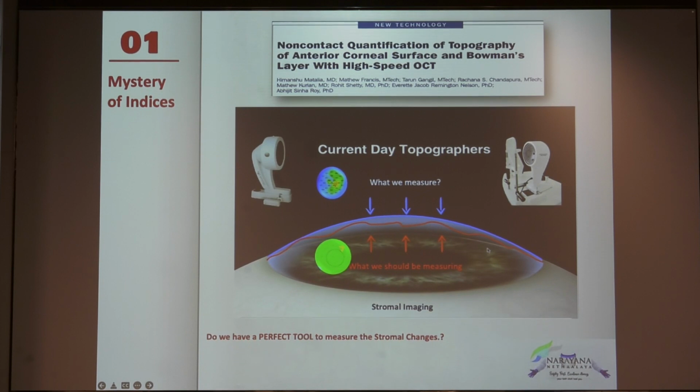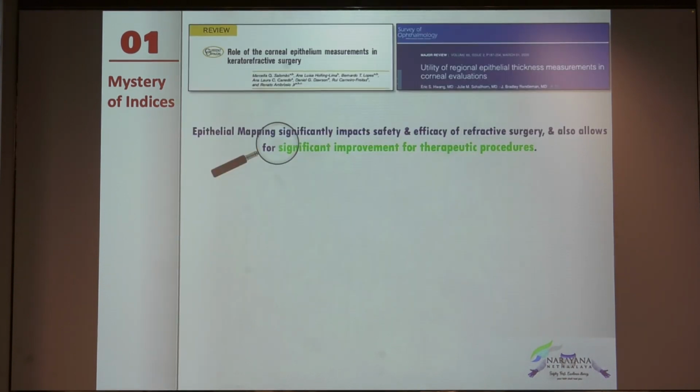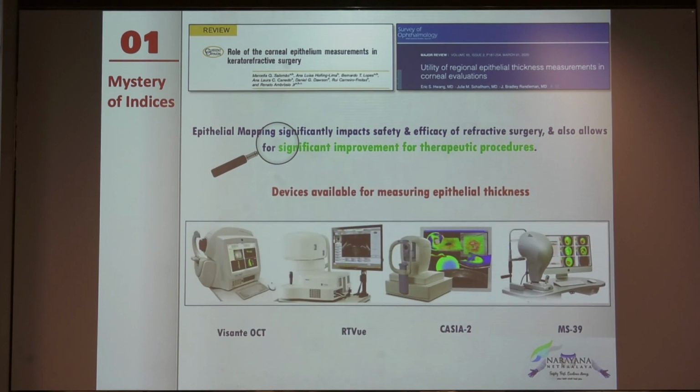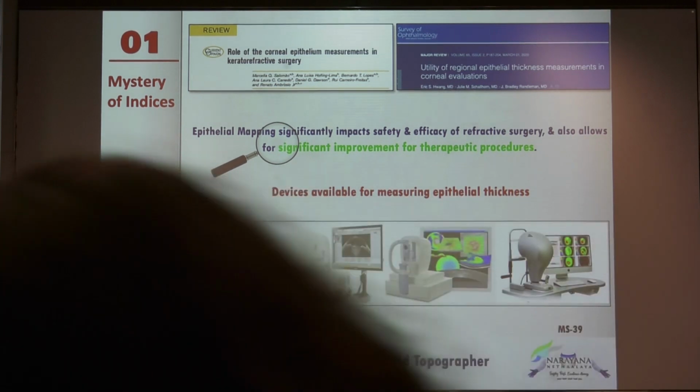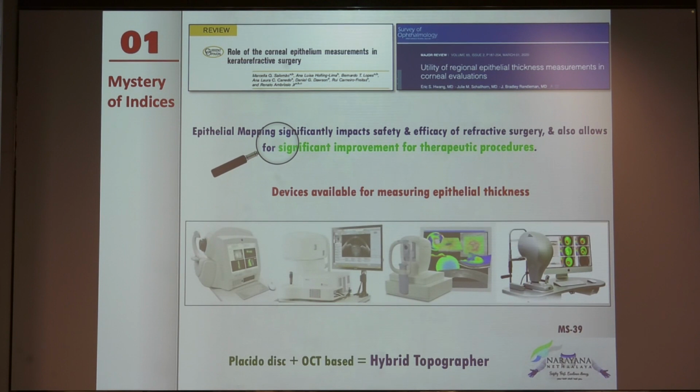So the question here is, do we have a perfect tool to measure epithelial mapping? Yes, a lot of tools give us that, but what about the stromal changes? Are any of the tools giving stromal mapping? These are the tools which give you epithelial mapping: Visante OCT, RTVue, Cirrus, and the newer one is MS39, which significantly impacts the safety and efficacy of refractive surgery and also allows for significant improvement for therapeutic procedures. And what I'm going to be talking about is MS39, because it's a combination of both epithelial mapping and stromal imaging.